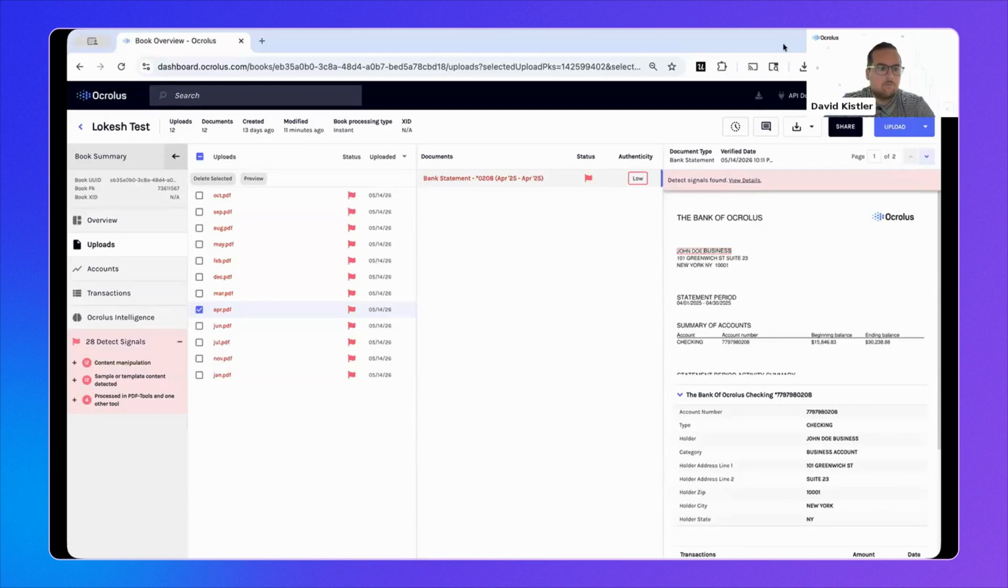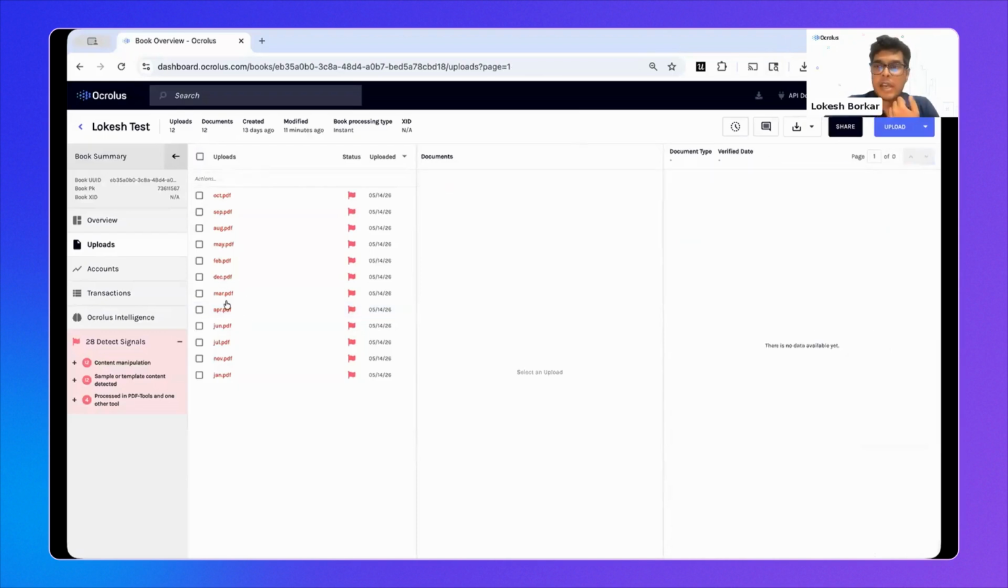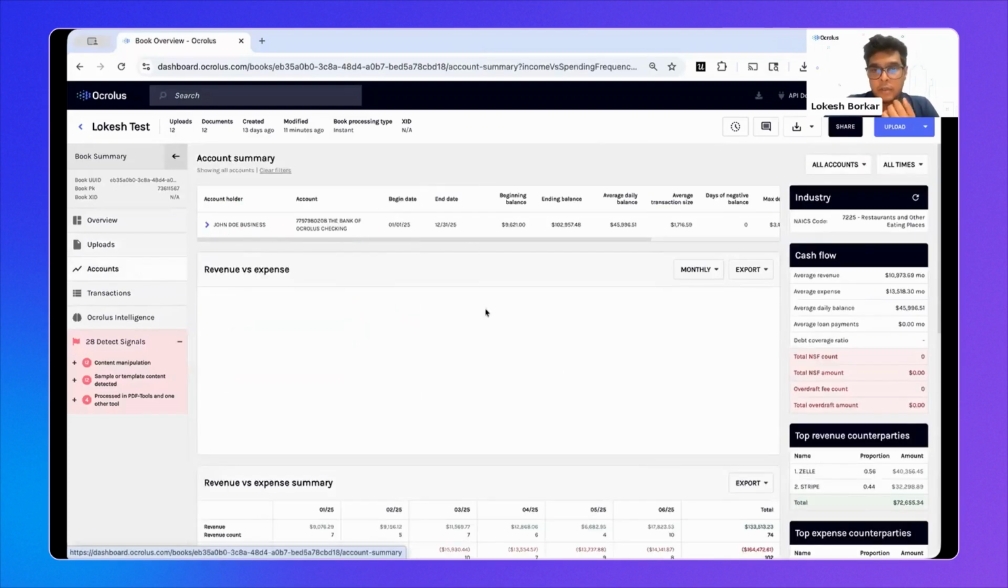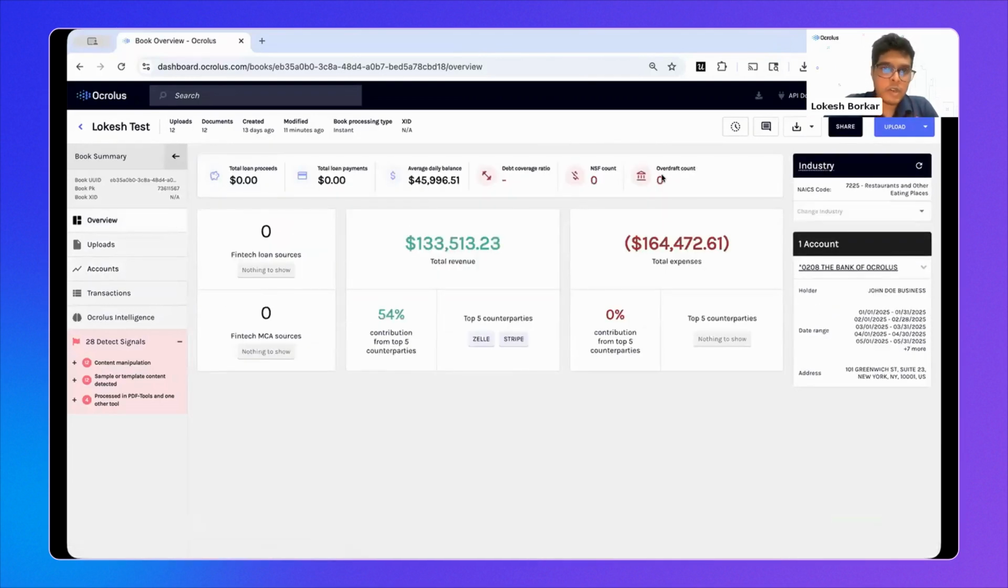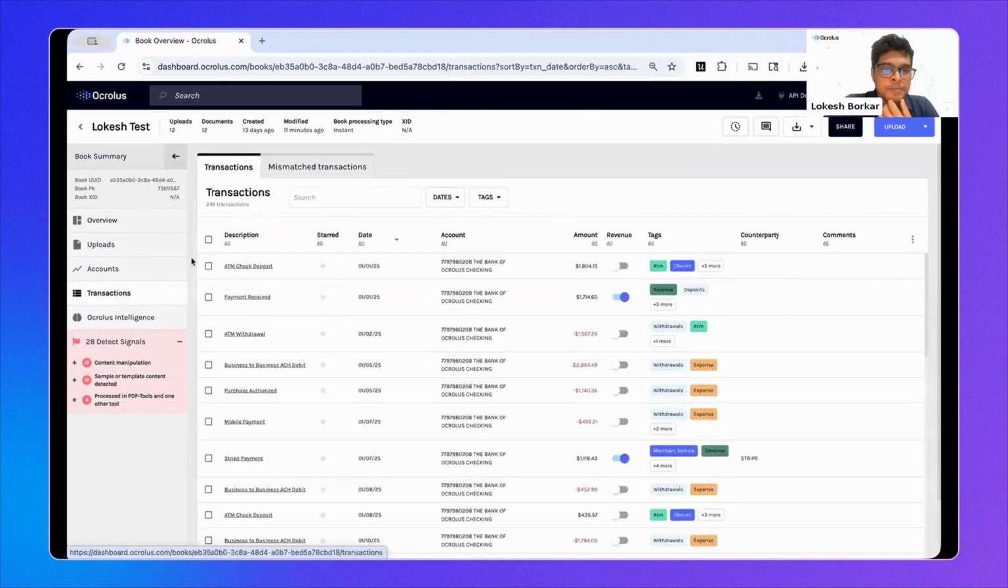Yep, you're good. Great. So here I'm acting as a lender right now. I have bank statements data from one of my brokers. I've uploaded it. I've looked at its revenue performance, expense performance. I've looked at its NSF, overdraft counts, total loan proceeds, payments, etc. And I feel good going ahead with funding this.